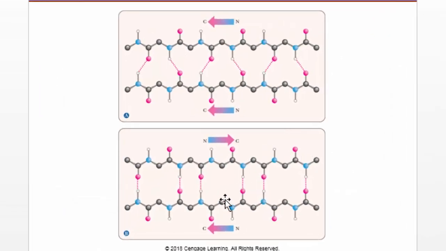So here, in this figure, you see the 2 examples of beta pleated sheet, the parallel here, and this is the anti-parallel. Notice that the hydrogen bonds occur between 2 chains, and they run perpendicular to the direction of the chain, and this is different from the hydrogen bond in the alpha helix, which runs parallel to the alpha helix axis.